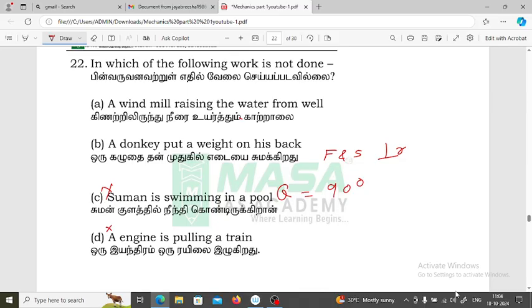A donkey carrying a weight on its back means theta is 90 degree. If theta is 90 degree, what is the work done? Work done is equal to 0. Just now we discussed: if theta is 90 degree, work done is 0. So in which is work not done? Answer option B, a donkey carrying a weight on its back.